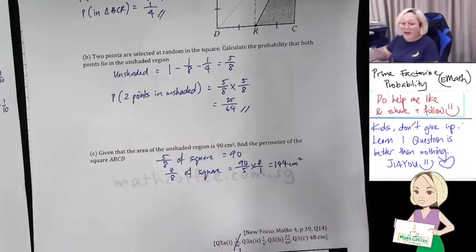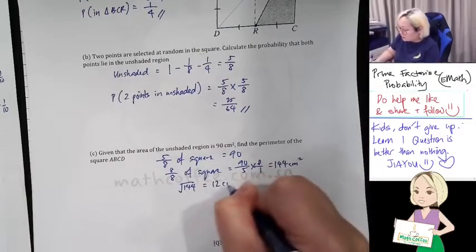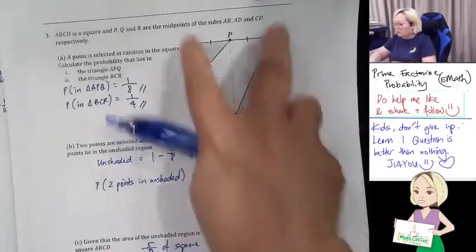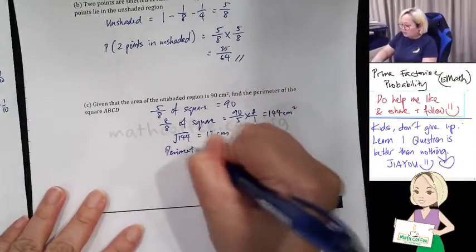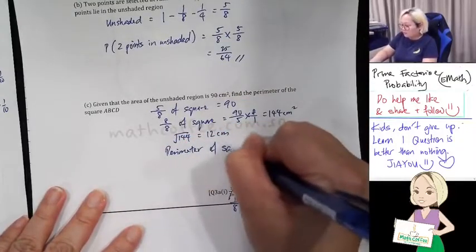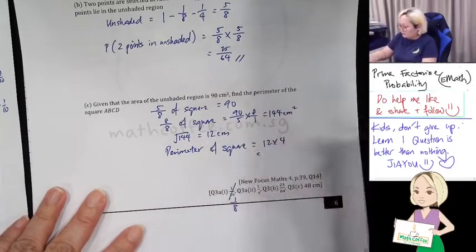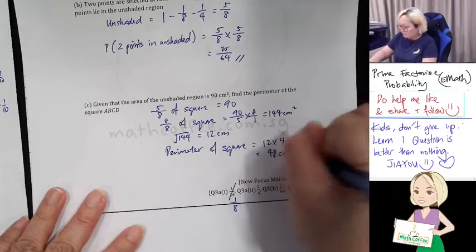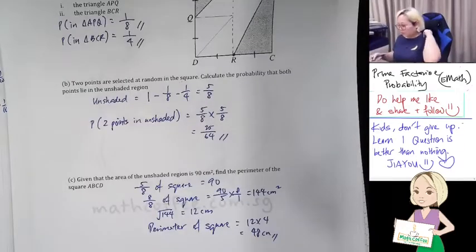So to find the length of the square, of course, we just square root 144, and we know that it will be 12 cm. So now we know this is 12 cm, 12 cm. And they want to know the perimeter. So easy, perimeter of the square is just 12 times 4. So it's 48 cm. Done. Okay?